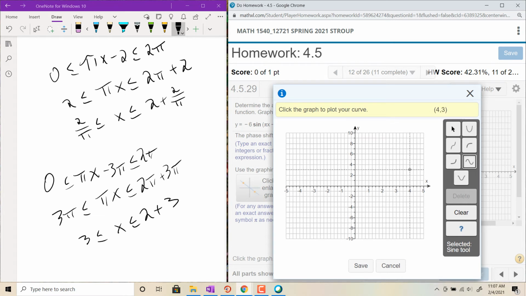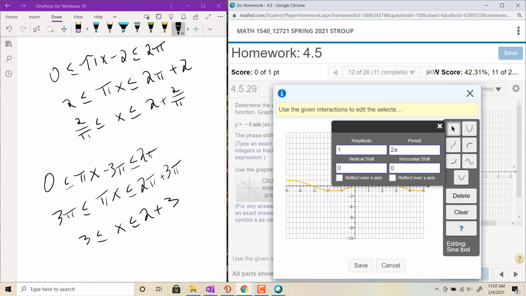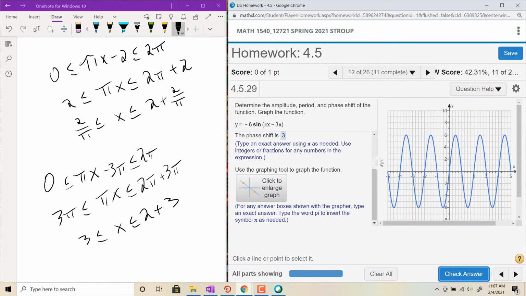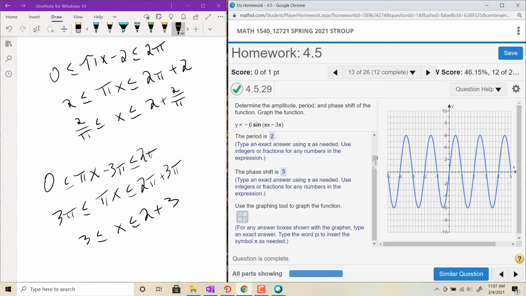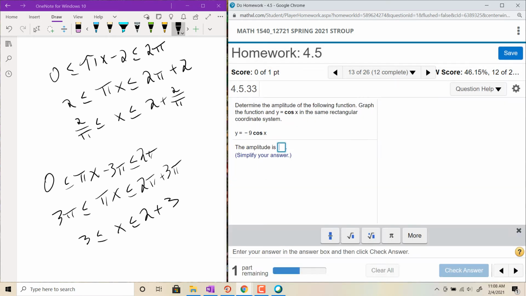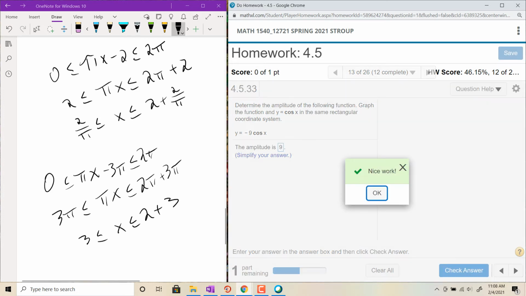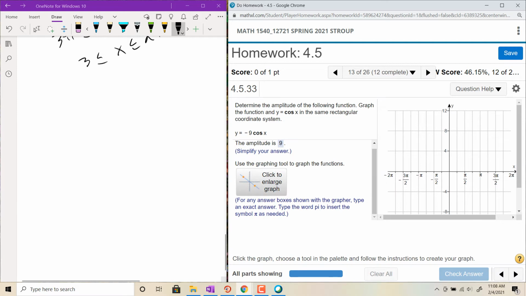And the sine function still. Amplitude is 6. I'm going to have to reflect it because it's negative. Period is 2. Phase shift is 3. Amplitude is 9. Oh my gosh, this is a cosine.